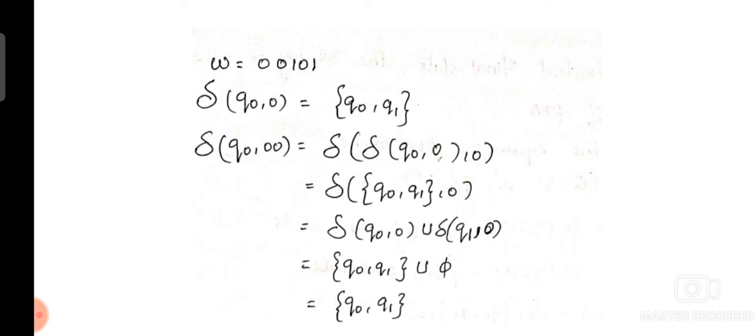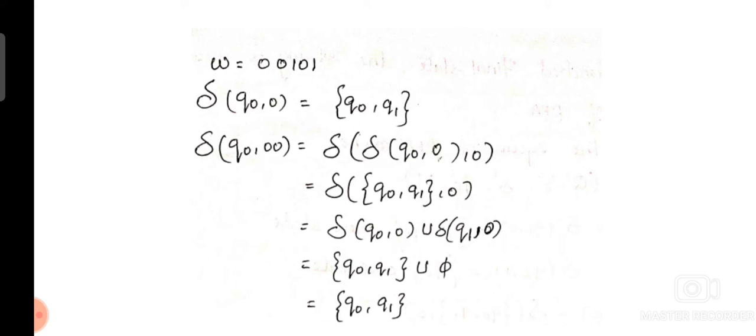So del of Q0 comma 0 is equal to, we have to substitute the values from the table. And in the second step, we have to add the next symbol 0. So del of Q0 comma 00 is equal to, we have to separate the del function like this: del of Q0 comma 0 comma 0. Then we have to substitute the value for del of Q0 comma 0.